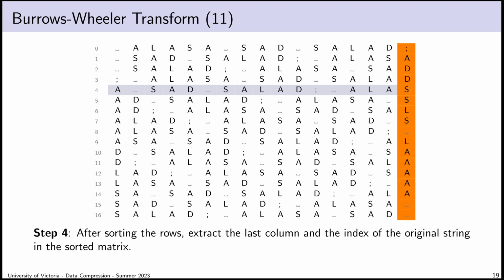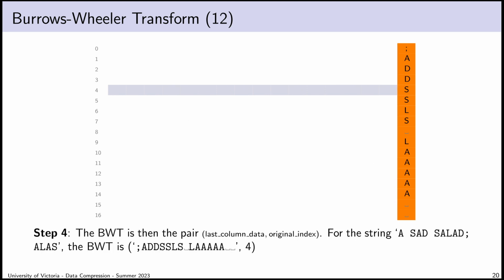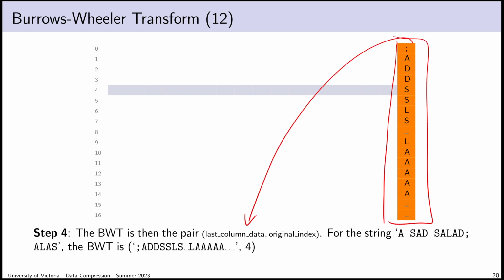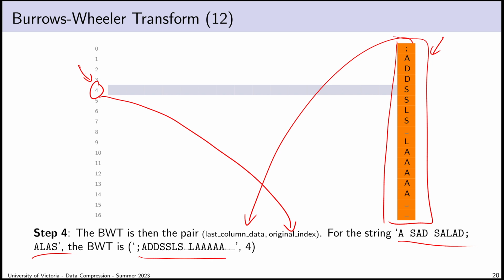All right, step 4. After I'm done sorting the rows, I grab the last column of the resulting matrix. I'll highlight that in orange. The BWT is the combination of the data from the last column in order, which we'll call the last column data, as well as the index where the original string ended up. So the BWT is a pair of information. First, it is the contents of that last column, and second, it is the index where the original row ended up after sorting. So for my original input string, the BWT would be this thing, and then the index 4.